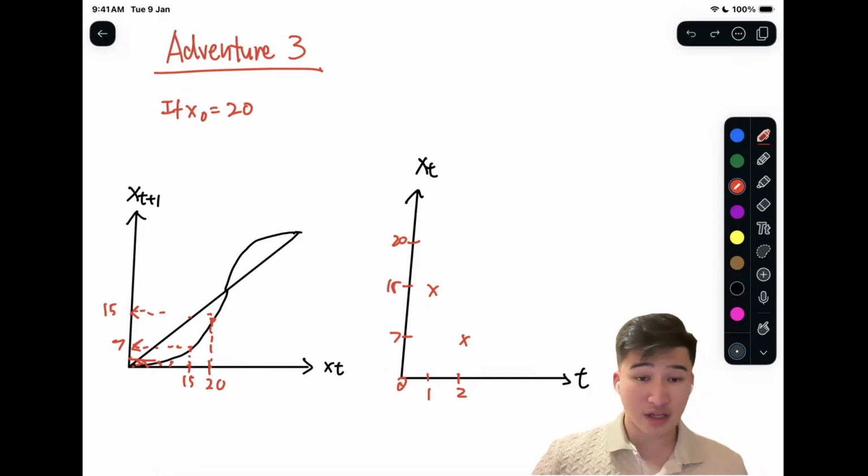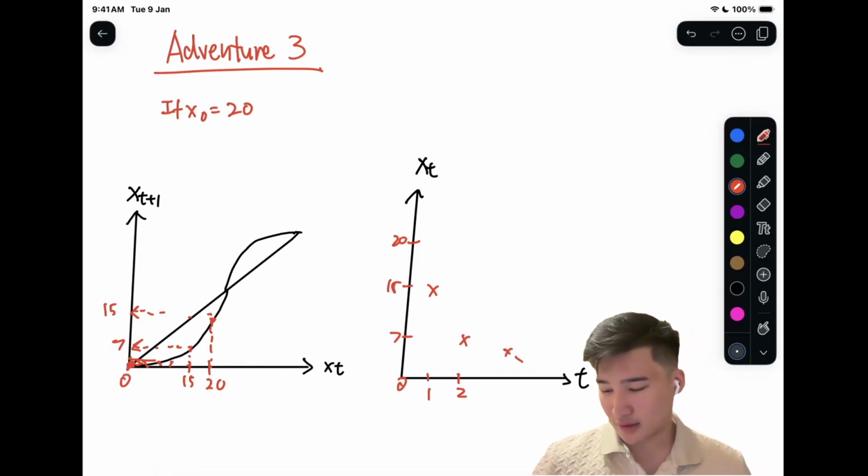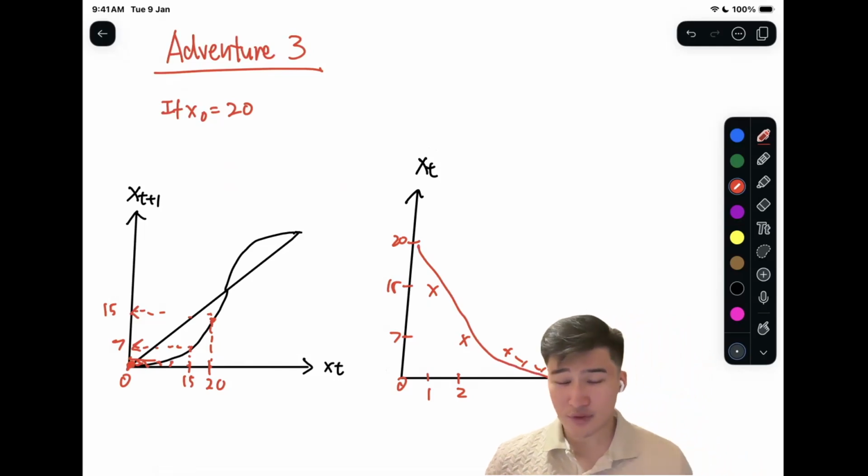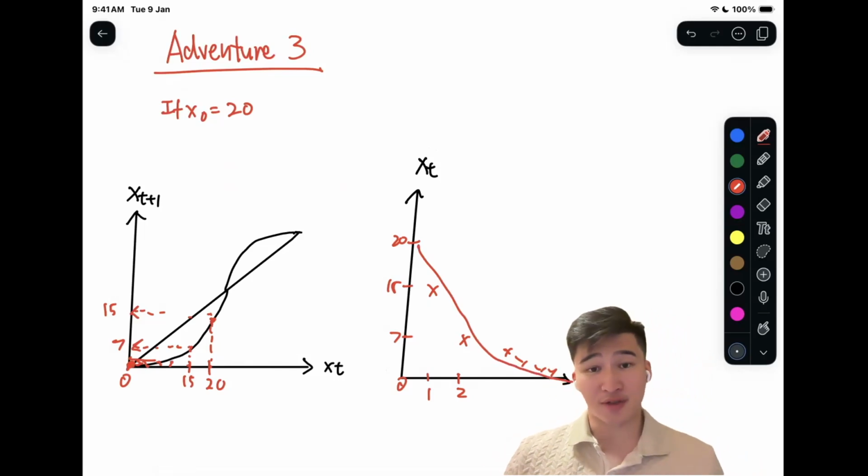And you can see that eventually it will reach the bottom, 0. So we're going to go something like this. It just kind of crashed down to this. So the entire population goes extinct in Adventure 3.